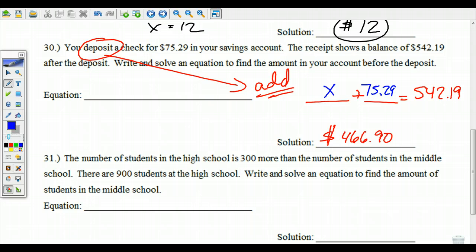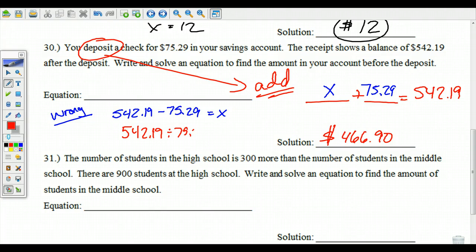So here are some equations that are the wrong ones. Even though it looks like you'll get the right answer, and you will get the right answer in some of them, here's one that I don't want to see. Okay. We don't want to see x there. We want to see what's happening with x in the actual equation. And then other people did 542.19 divided by 75.29. But this one we're talking about what we're adding into our account. So that's your keyword there.